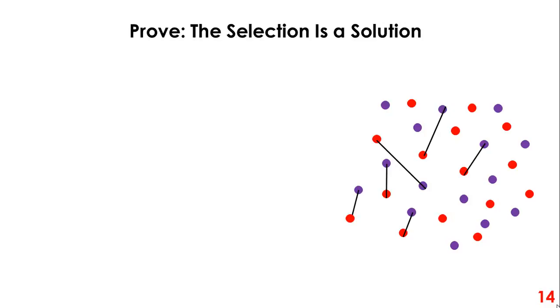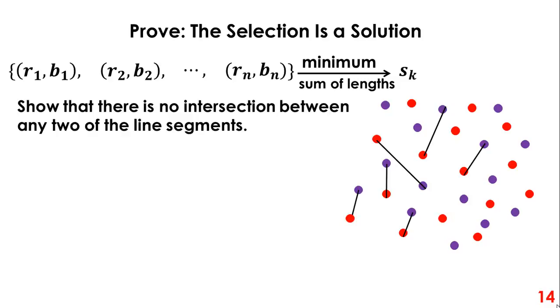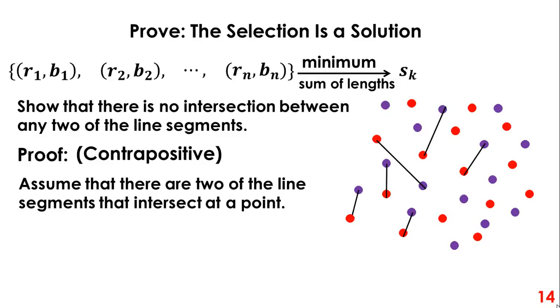So the next step, let's show the selection is a solution. Suppose this is the selection with minimum total length, Sk. In order to show there is no intersection between any two of the line segments formed by the pairs in this set, we need to use a contrapositive proof, because it is very hard to prove directly. So we make an assumption: assume that there are two of the line segments that intersect at a point. We want to derive a contradiction.